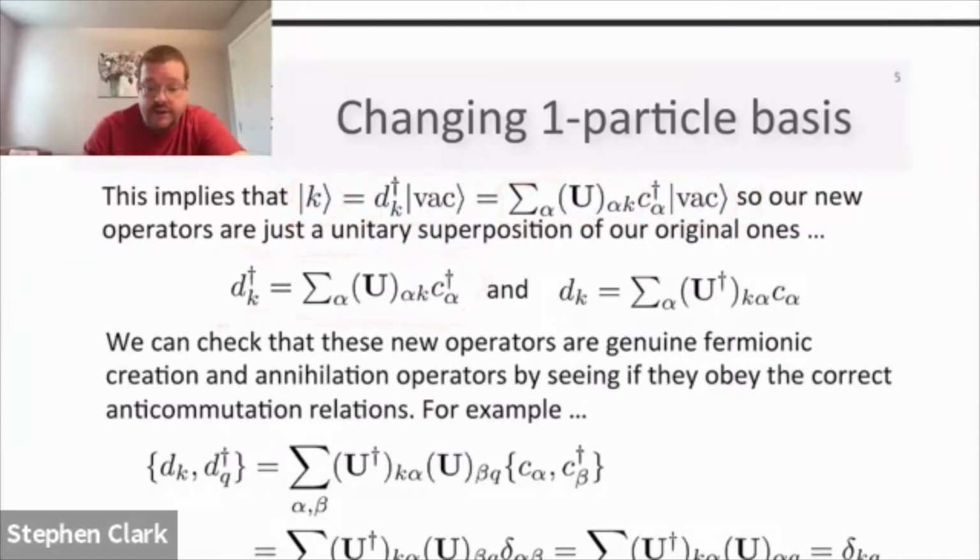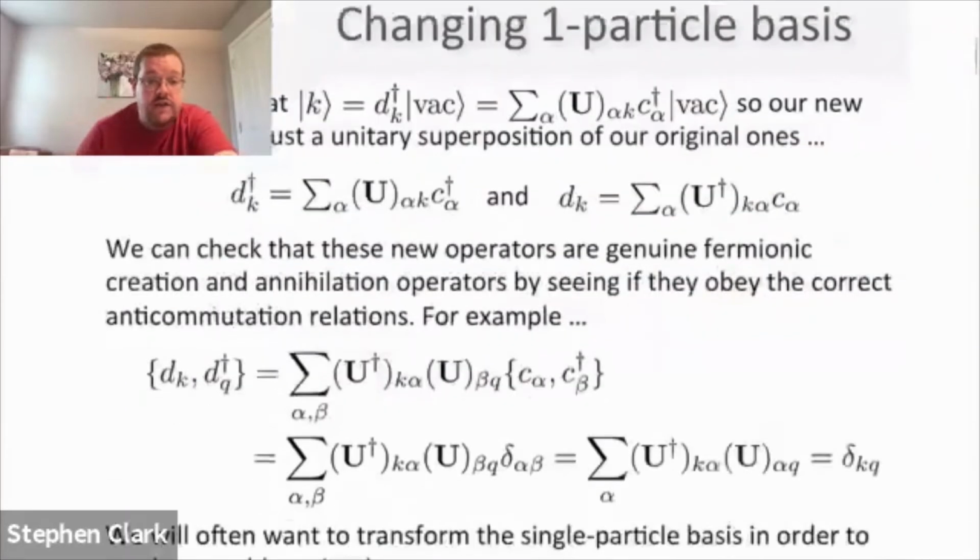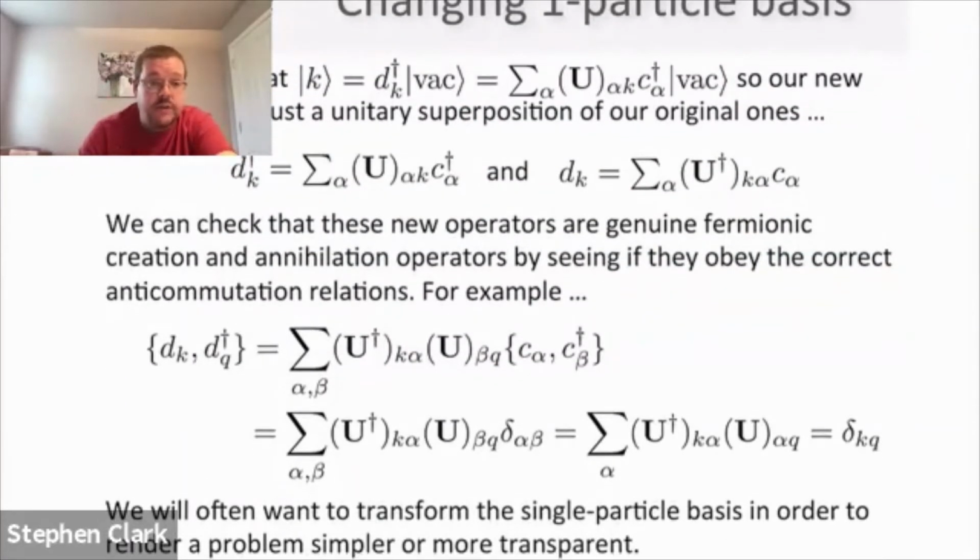Our new creation operator, d_k, is a unitary superposition of the creation operators in the alpha basis. So we get this for the creation operators, and then we dagger it to get this. So we have to flip it around in order to get the annihilation operators. If you take any set of single particle creation operators and unitarily mix them amongst themselves, you will get a new set of creation operators and a new set of annihilation operators equivalently. And as long as you use a unitary, those new operators will be valid fermionic operators.